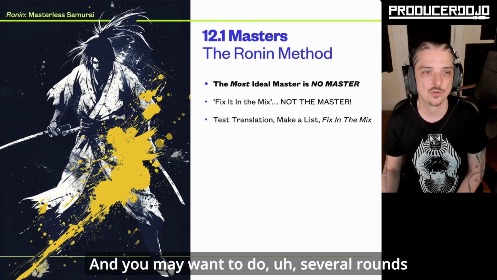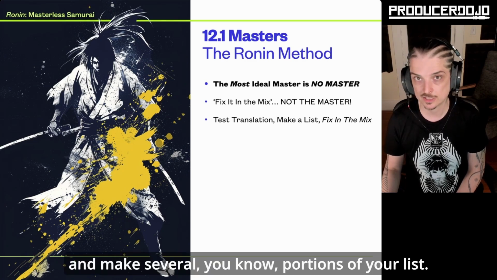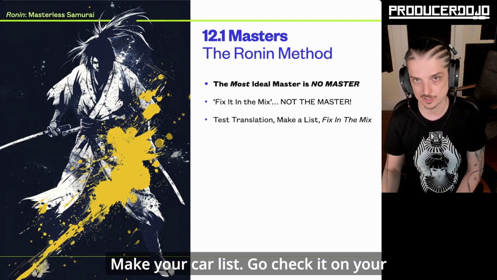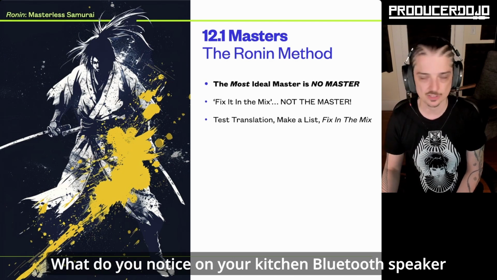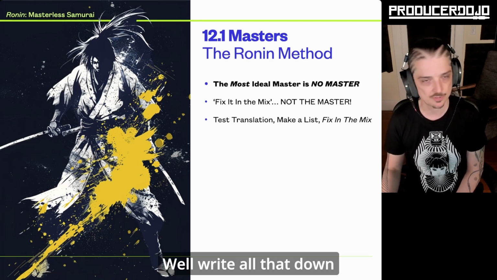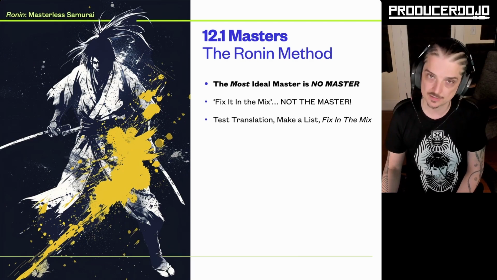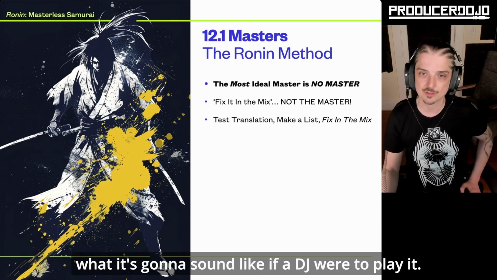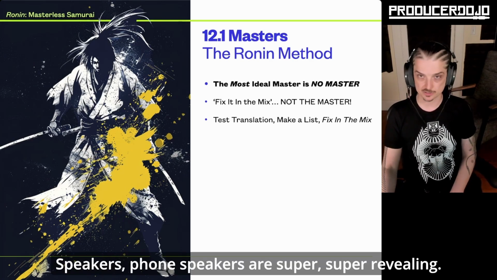And you may want to do several rounds of listening in a variety of contexts and make several portions of your list. So go check in the car. What do you notice in the car? Make your car list. Go check it on your Bluetooth speaker in your kitchen. What do you notice on your kitchen Bluetooth speaker that you're really familiar with? Well, write all that down, and then go listen on a PA if you can, and test what it's going to sound like if a DJ were to play it, and then listen to it on your phone speakers.